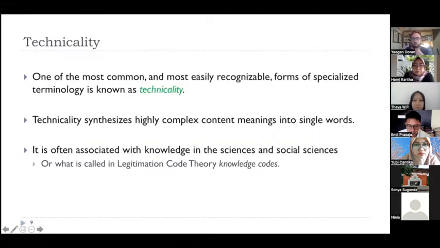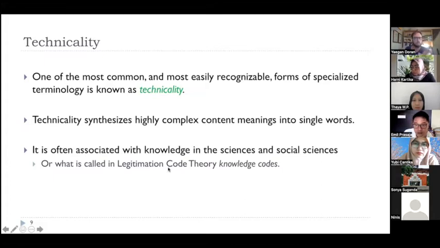So as I said, one of the most common and most easily recognizable forms of specialized terminology is known as technicality. And all the way through, I'm going to try to use green for technicality. So whenever we see a word in green, it's a technical term or is something to do with technicality. Technicality synthesizes highly complex content meaning into single words. It's often associated with knowledge in the sciences, biology, physics, chemistry, the social sciences like linguistics, or psychology or something along those lines.